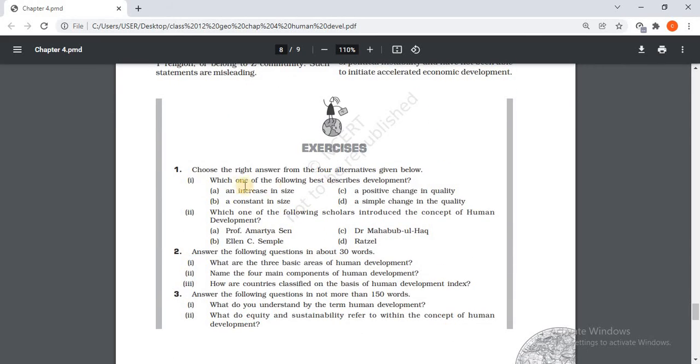Here are the exercises. First, choose the right answer from 4 alternatives given below. 1. Which one of the following best describes development? A. An increase in size. B. A constant in size. C. A positive change in quality. D. A simple change in the quality. Second, which one of the following scholars introduced the concept of human development? A. Professor Amartya Sen. B. Ellen C. Semple. C. Dr. Mahbub ul Haq. D. Ratzel.